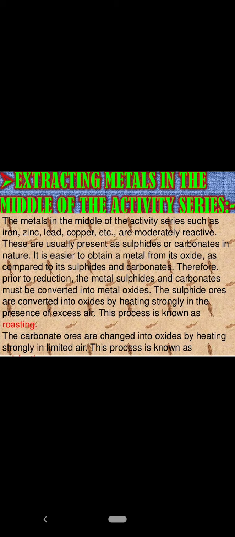Therefore, prior to reduction, the metal sulfides and carbonates must be converted into metal oxides. The sulfide ores are converted into oxides by heating very strongly in the presence of air. This process is known as roasting. So roasting is the process of heating sulfides to convert them into oxides in the presence of air.